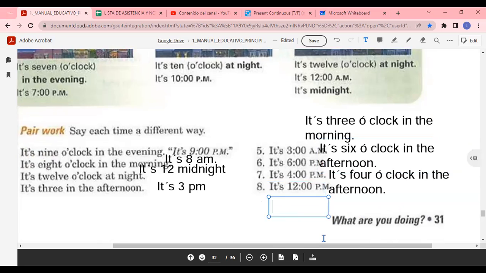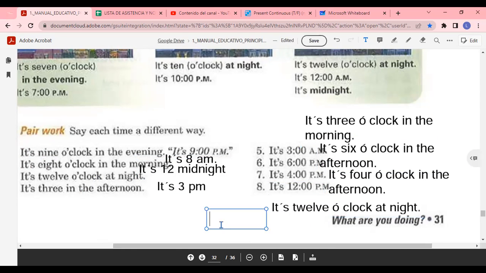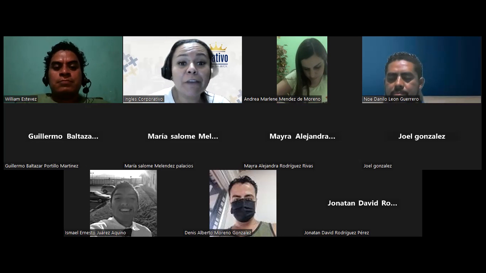And the other way would be it's 12 o'clock at night. Night, because we're talking about the 12, right? So, yeah. Okay, so that will be all for today. That was the little practice that we have, okay? And tomorrow we have to continue. Do you have any questions?